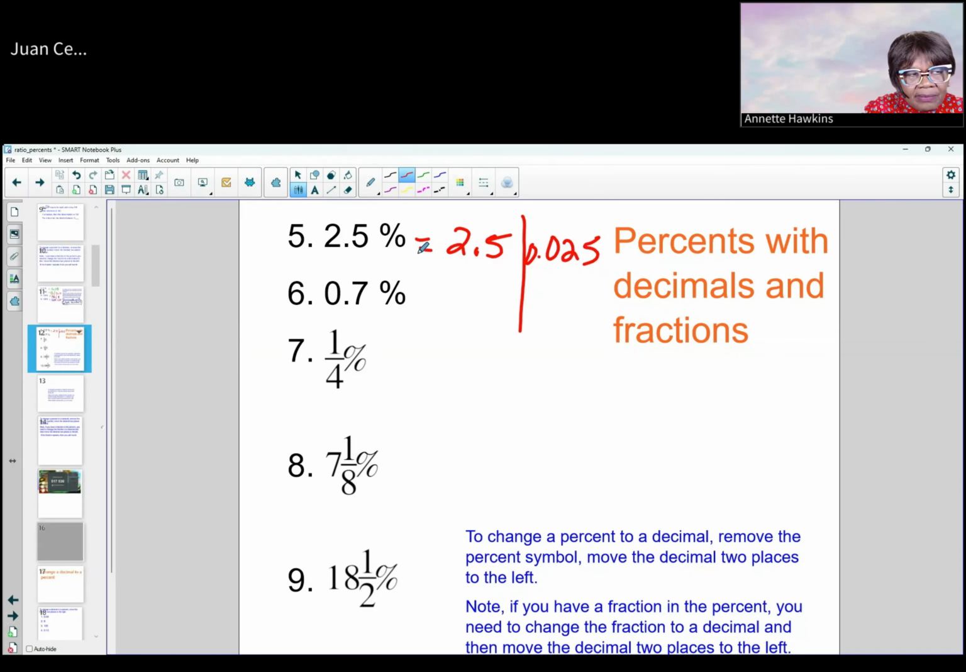Specific to remove the percentage, you can just take it off like that. Yeah, see, when I remove the percent symbol, I have to do something to compensate for it. And what I did, I moved the decimal 2 places to the left. That's how you compensate for removing the percent symbol. Does that answer your question?